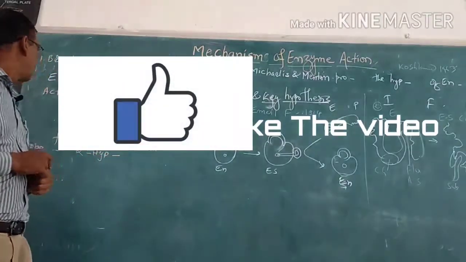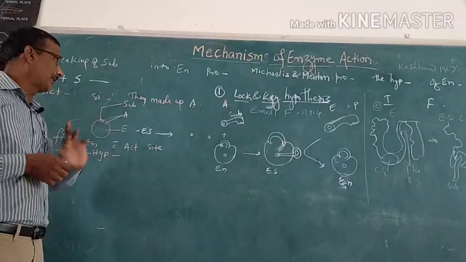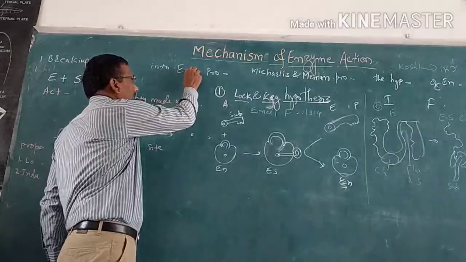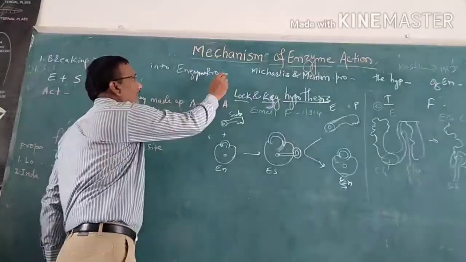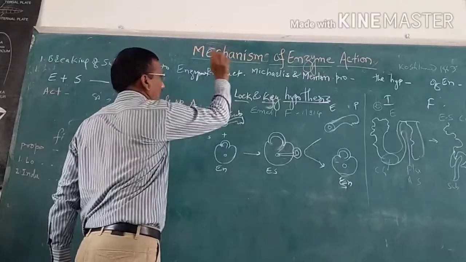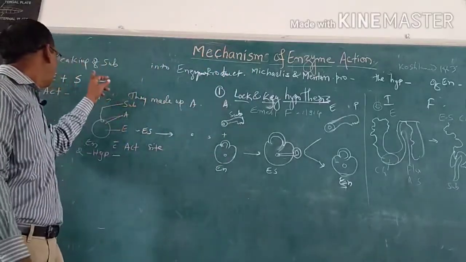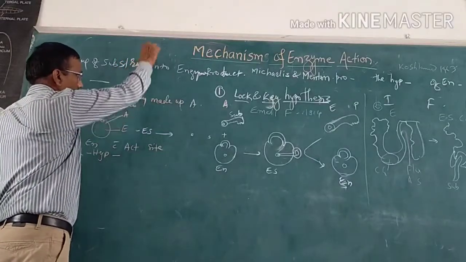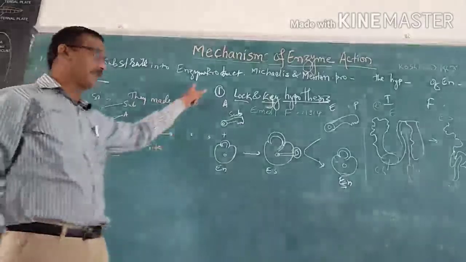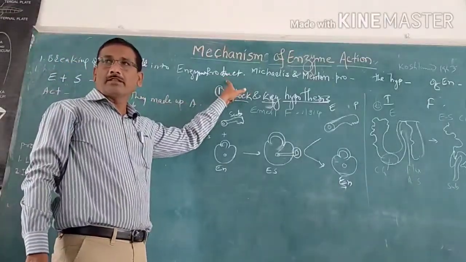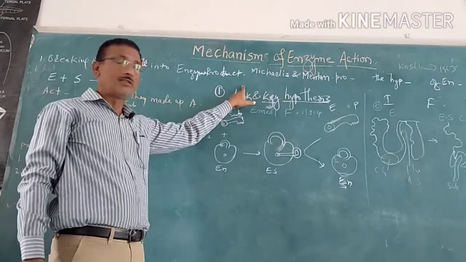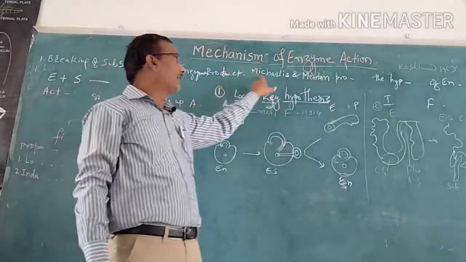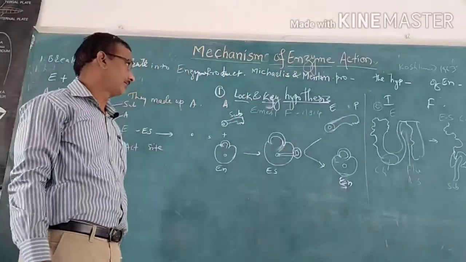The important characteristic is the breaking of the substrate into the product by the enzyme. Which is the enzyme and which is the product? These two components are very important, and the action of the enzyme on the substrate is known as enzyme action.